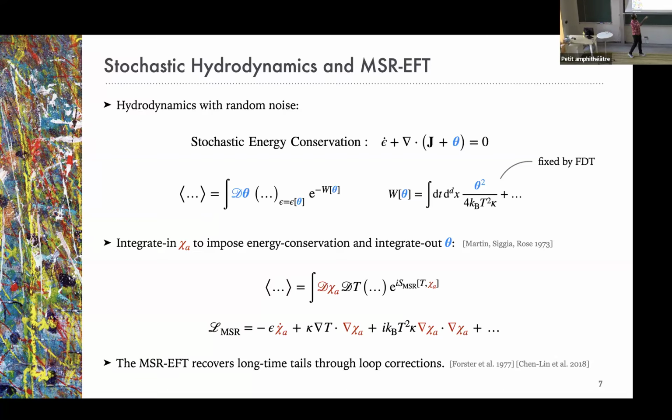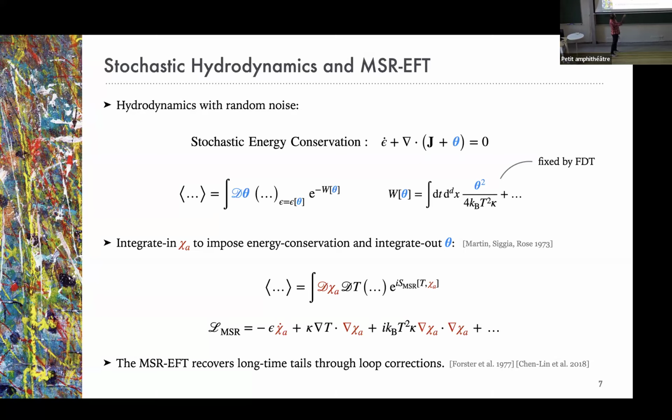Of course, what this weight is has to be a physical input in addition to my classical hydro. In the simplest case, this will just be a Gaussian with some strength. And that strength is actually fixed by the fluctuation-dissipation theorem that we talked about. Right. But once you do this, you can do some formal analysis.